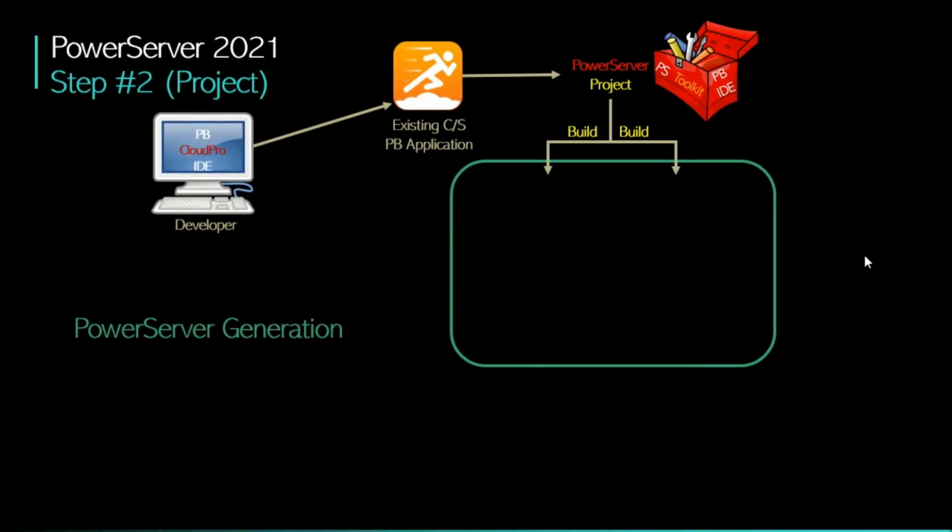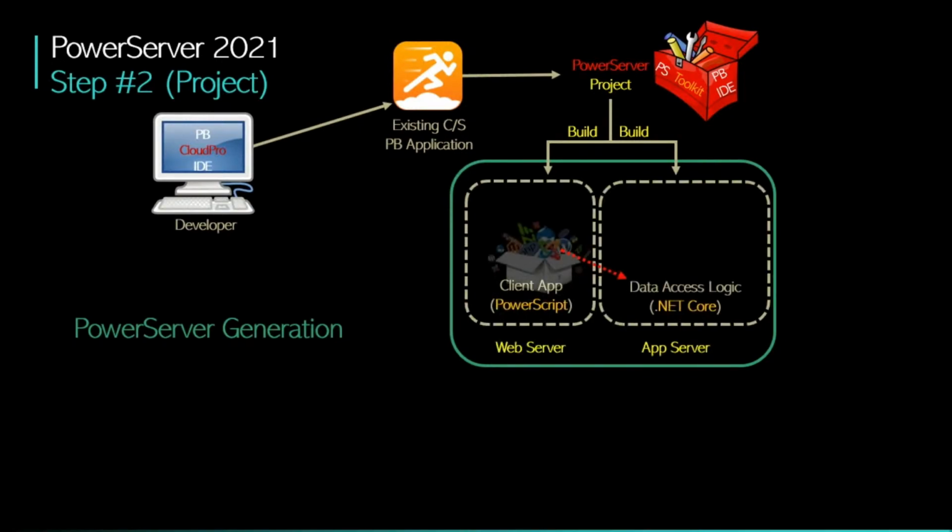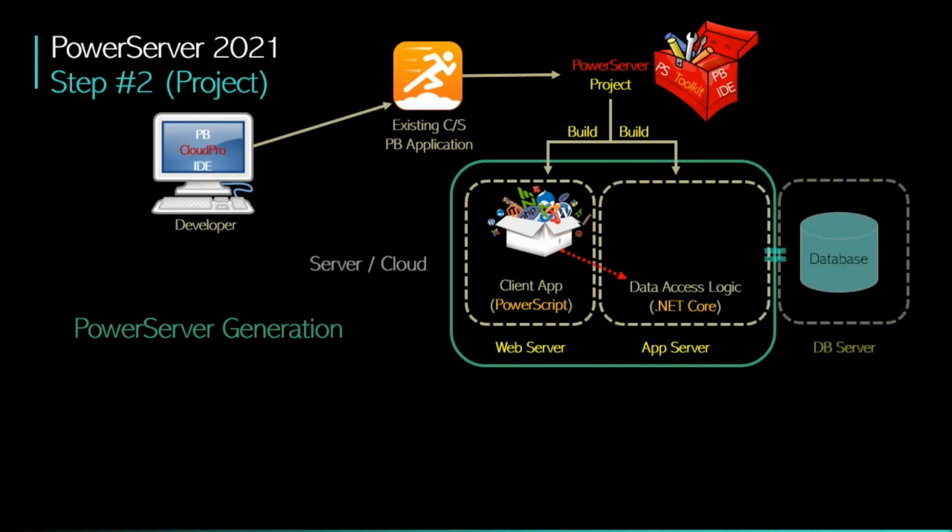Okay, so let's look at the PowerServer generation side of things. At this point in time, we've scanned through the existing client-server application. It's been deployed to the web server, along with a Cloud App Launcher and the PowerBuilder runtime. But now from the client's point of view, we need to go into the client application and remove the data access logic. What we're going to do here is ask the PowerServer Toolkit to replace inline SQL and DataWindow SQL with RESTful web APIs, which we call the data access logic.